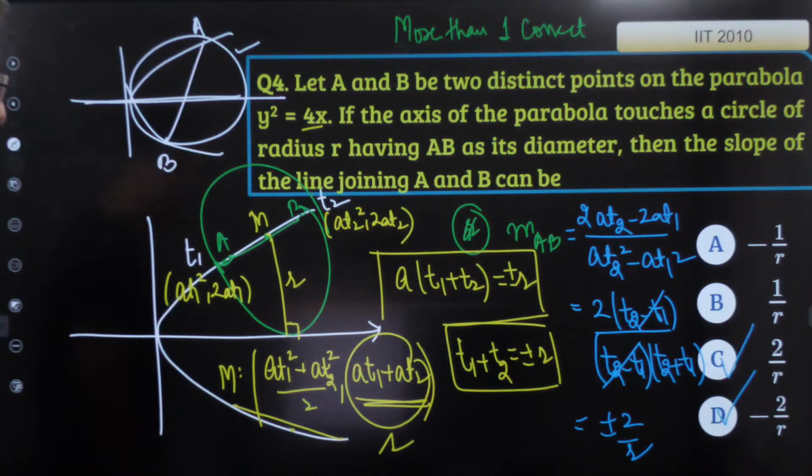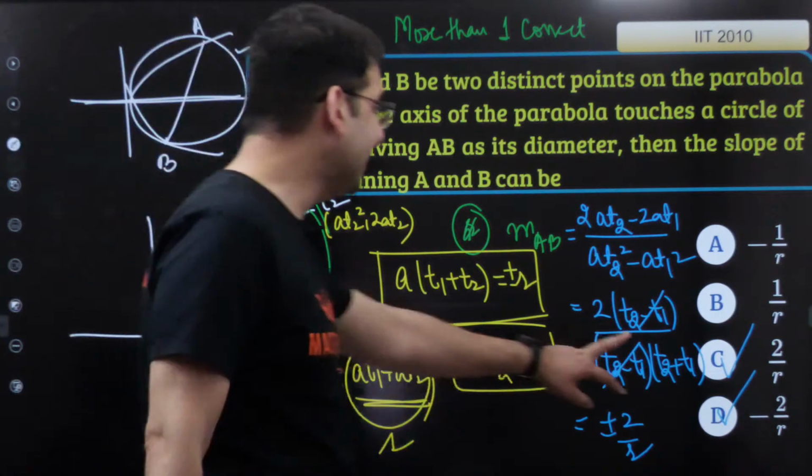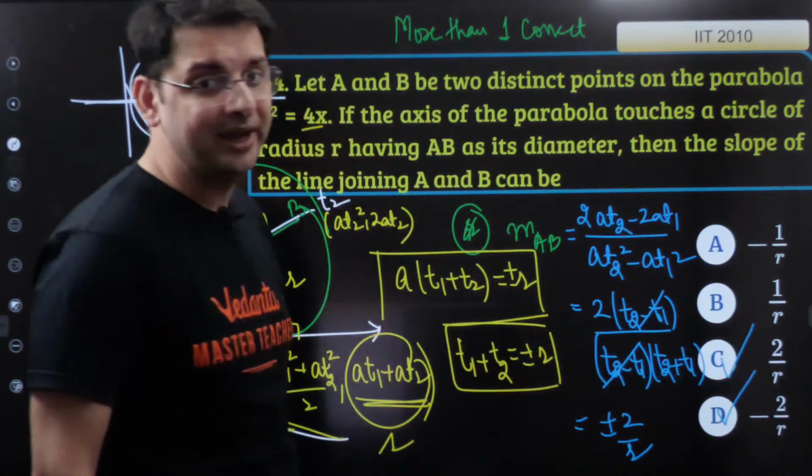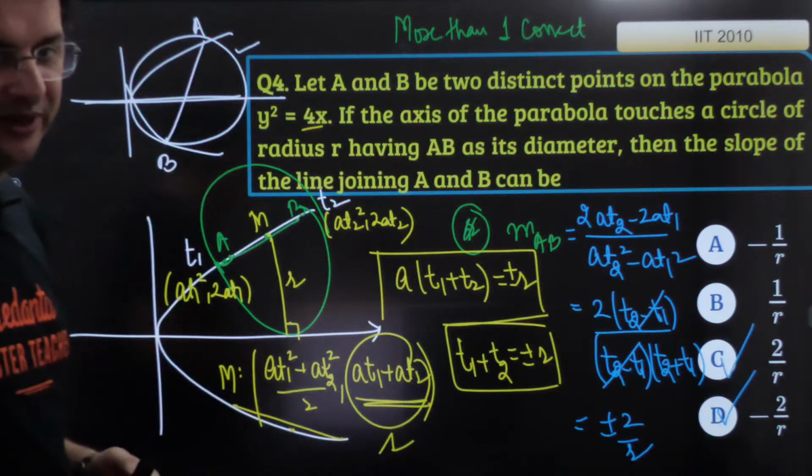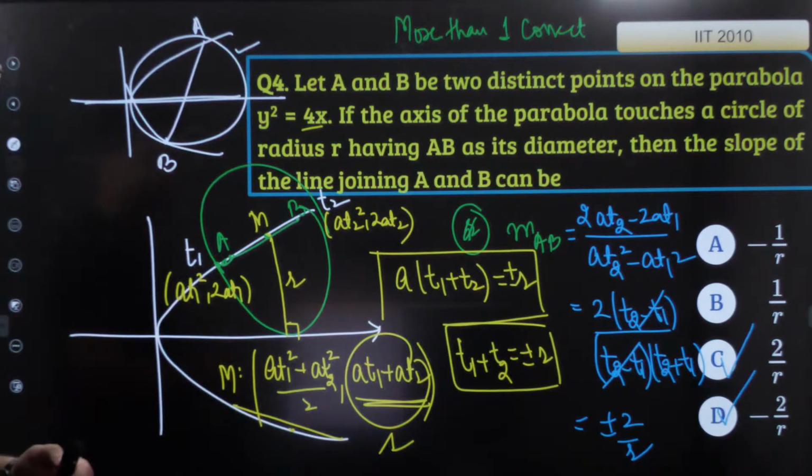I hope you've realized your mistake, Shiva. Yes? So the answers are going to be C and D. That is 2 by R and minus 2 by R. Is it clear, everyone? C and D. Right, so this was a very conceptual question.